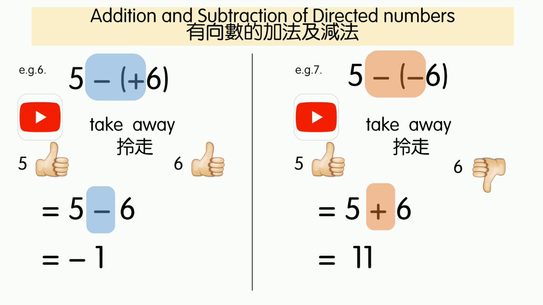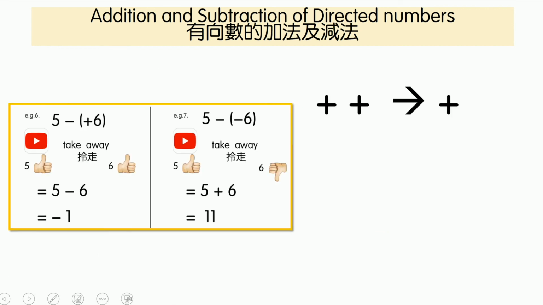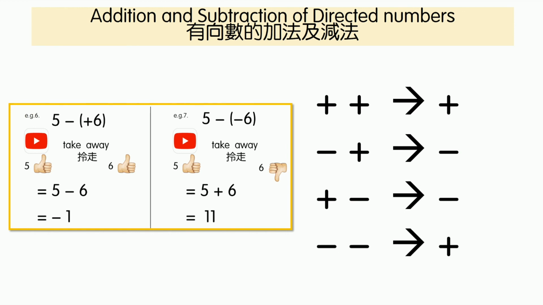If every single time we need to use this YouTube analogy to think of the answer, it's quite slow. Therefore, there are some ways for us to help remember exactly what is the final answer. There are a total of 4 relations for you to remember. 2 positives is positive, negative positive is negative, positive negative is negative, and 2 negatives is a positive.